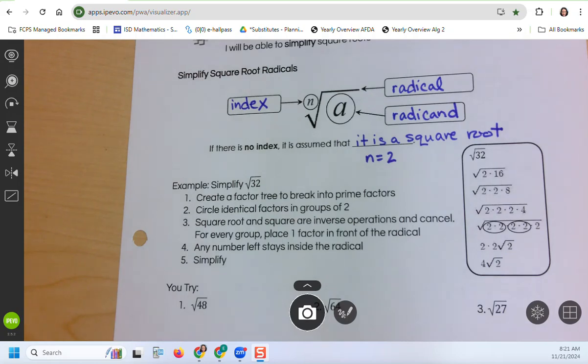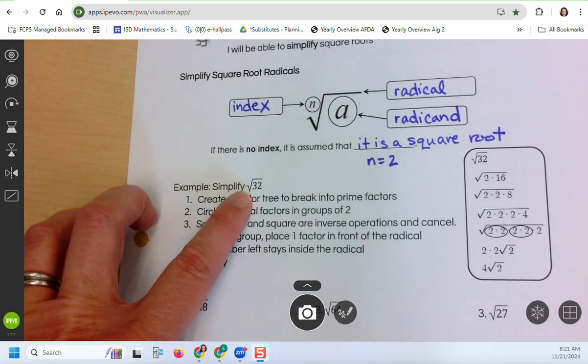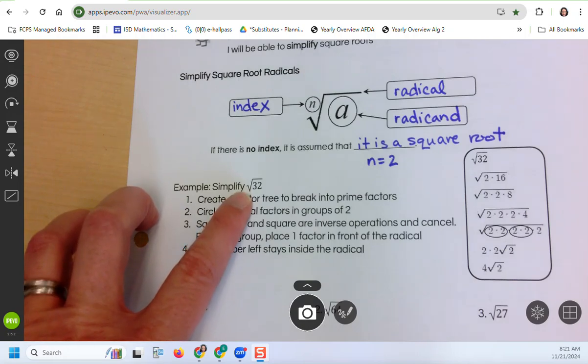I'm going to give you a minute to make sure you got it, and then we're going to go over this example, but please feel free to preview it right here. So you have probably simplified a problem like square root of 32 before, but it's been a while, and so we're going to review it.